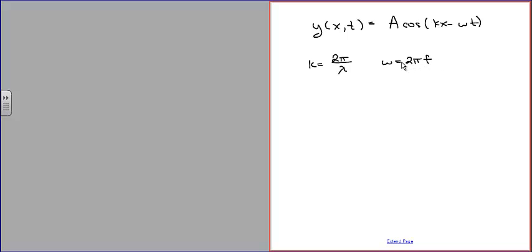Okay, so in class we talked about the y displacement of a string that has a wave on it is equal to the amplitude of the wave times the cosine of kx minus omega t. And k is the wave number, which is 2 pi over lambda, and omega is the rotational frequency, or 2 pi times the periodic frequency.